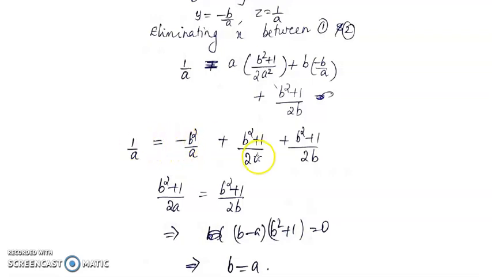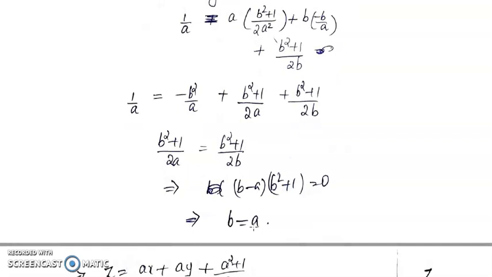Because simplifying these two terms, here b square plus 1 by a will come. So here b square plus 1 by 2a. So that will give us this equation. So b square plus 1 by 2 cancel out. So we are going to get a equal to b.